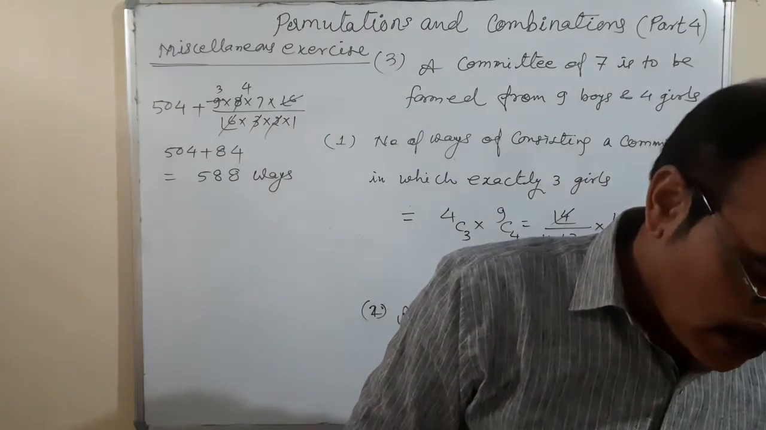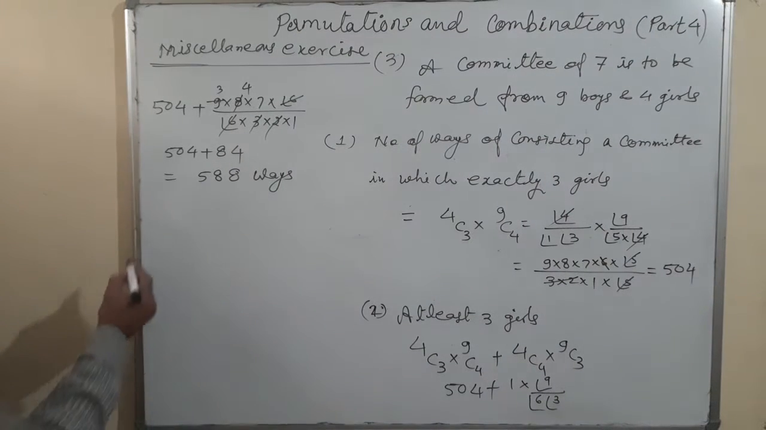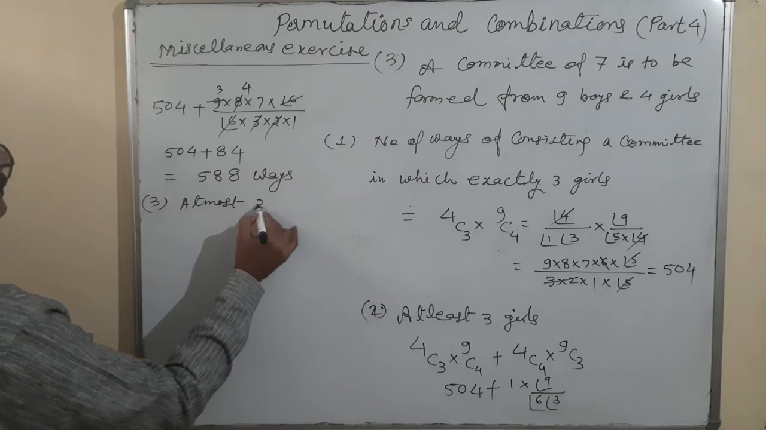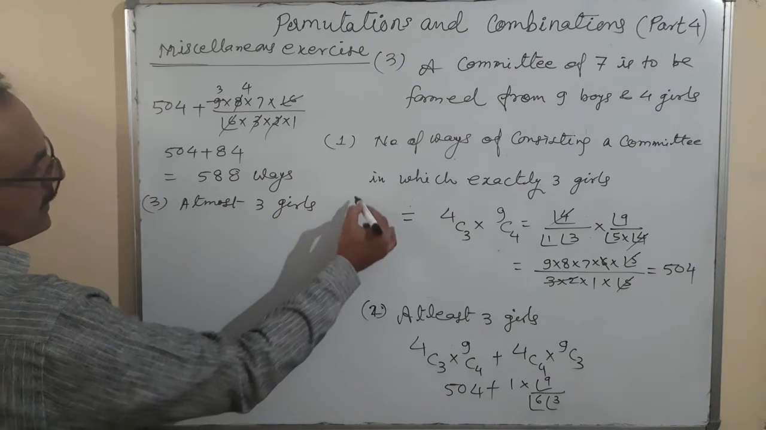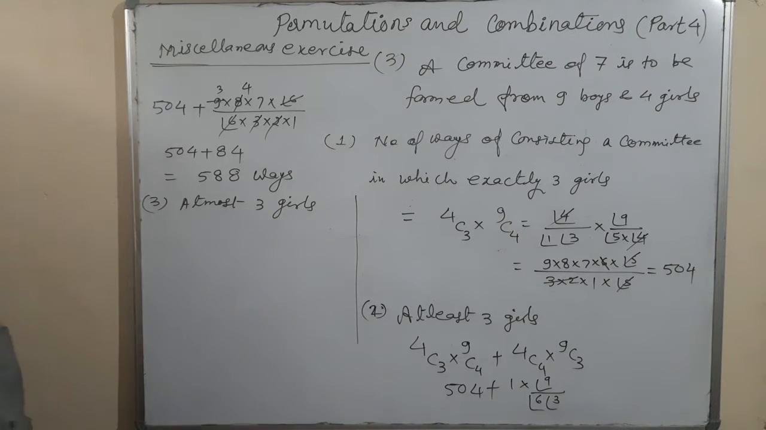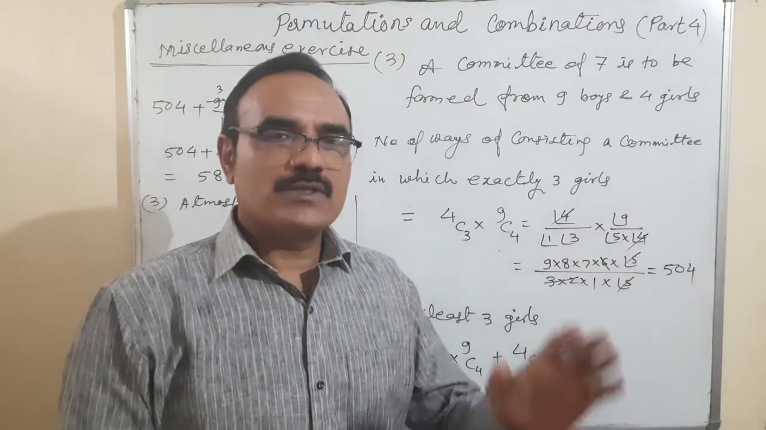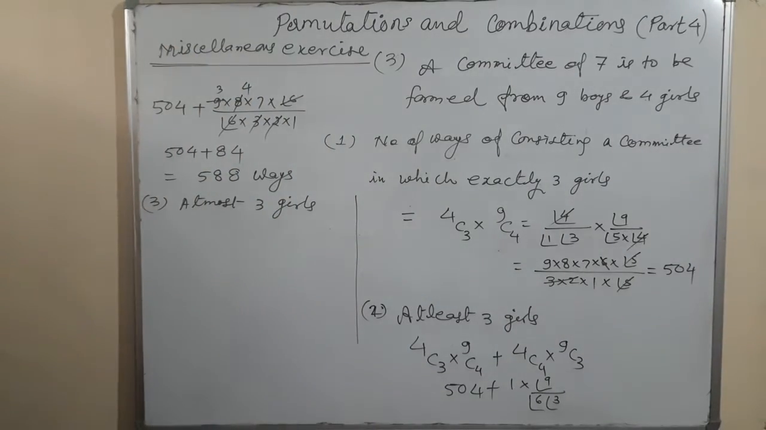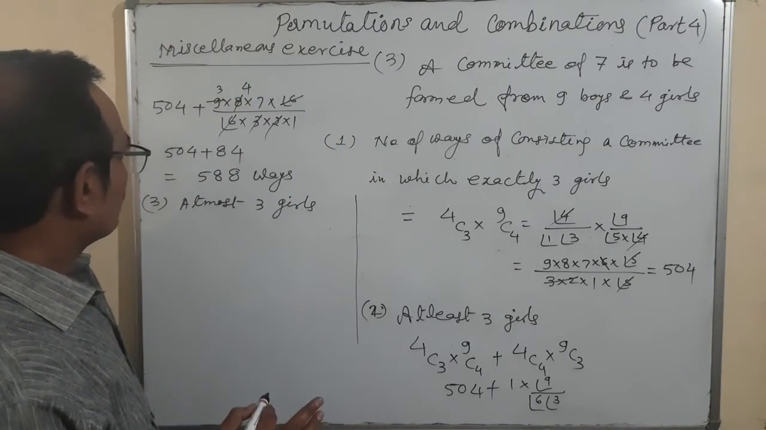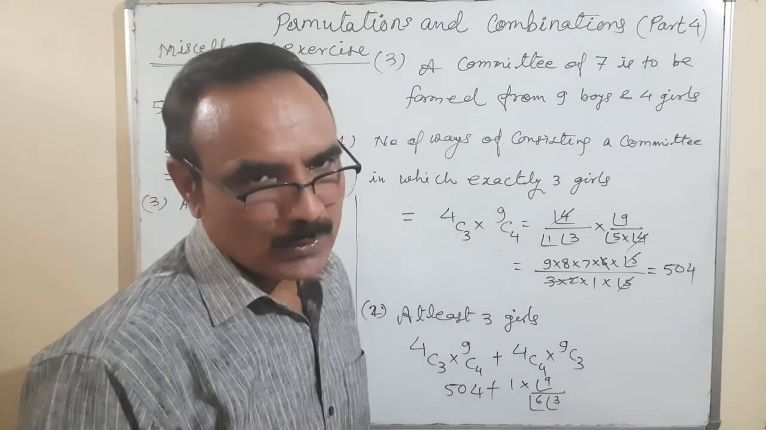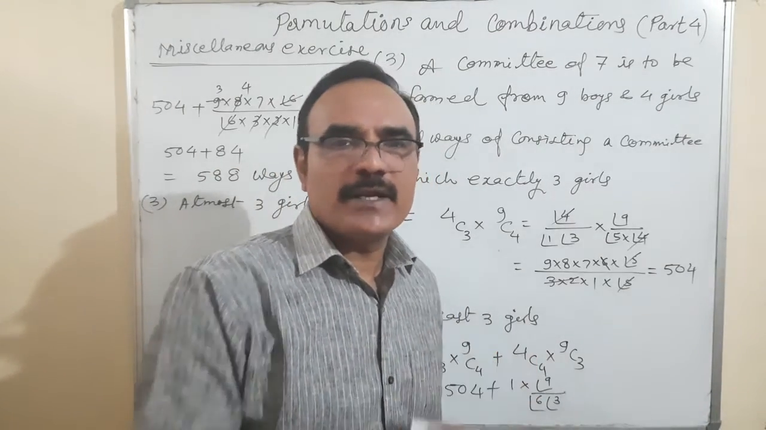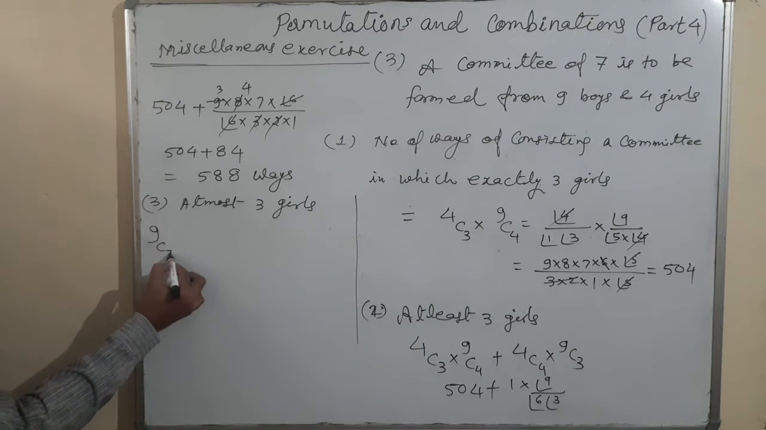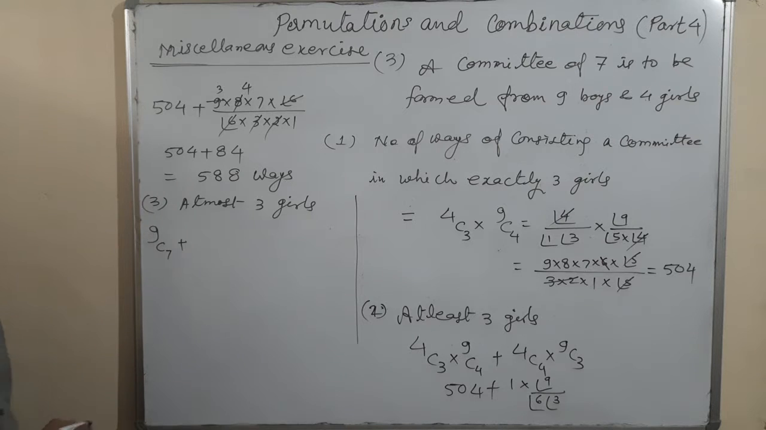Third one, at most 3 girls. At most means a maximum of 3 girls is required. Maximum 3. So that means there can be no girl, or 0, 1, 2, 3. So first let us take no girl, because at most a maximum of 3 girls is required. Suppose there is no girl in the committee. So I use the term 9C7, number 1, all boys are there.